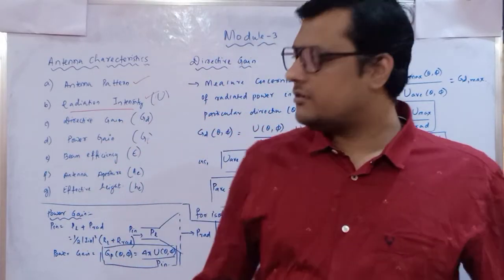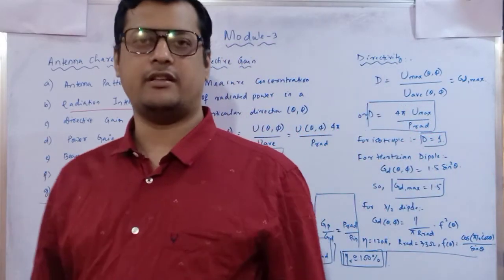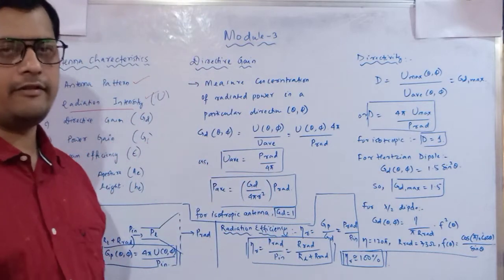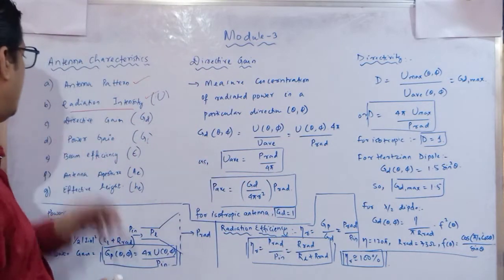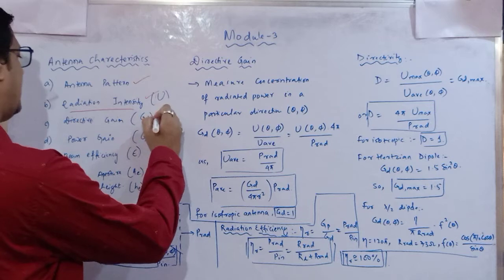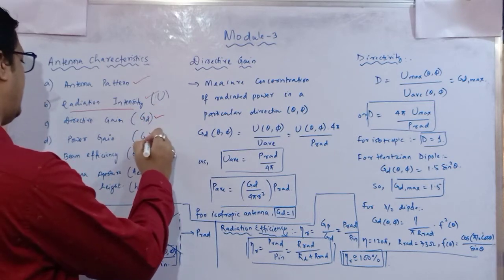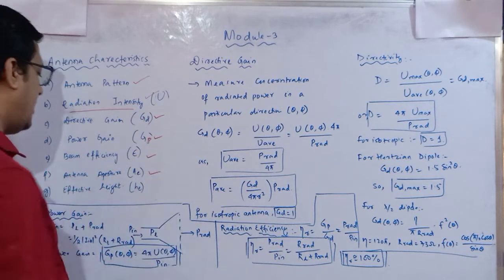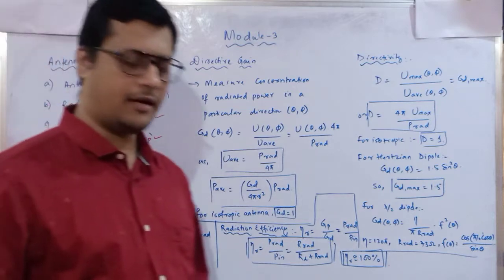Good morning all. So today we are going to discuss the rest of the features that we have left from the last class. First we are going to discuss the directive gain, then power gain, and then beam efficiency, antenna aperture and effective height.